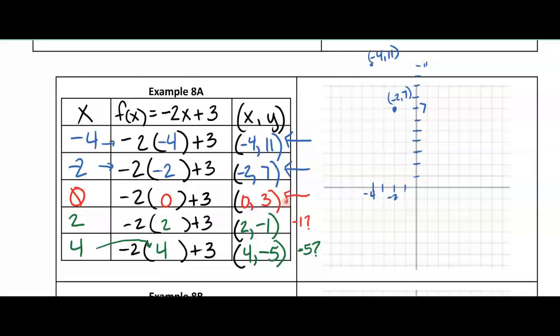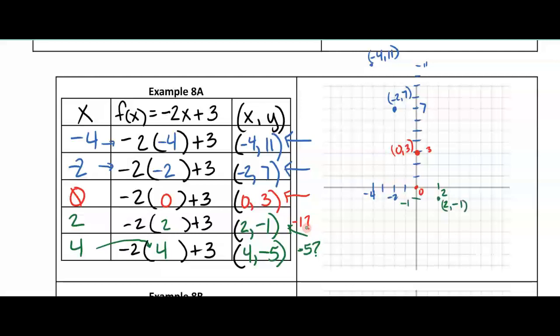And then we have this 0, 3 point. This is 0, 3. Then we have a point at positive 2, negative 1. So where positive 2 and negative 1 intersect.